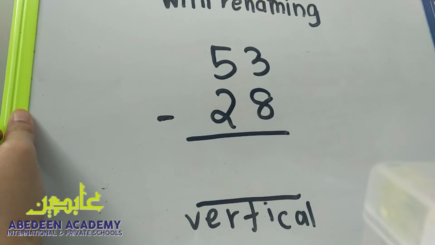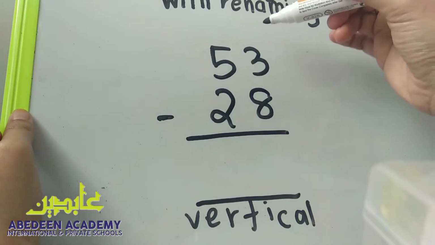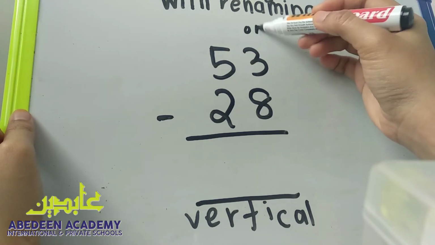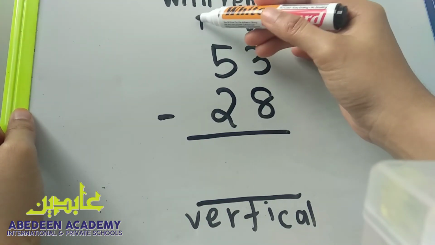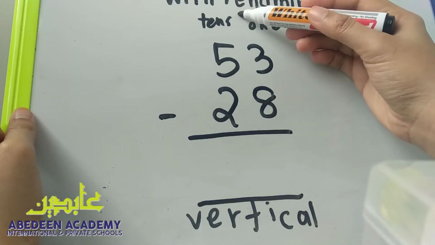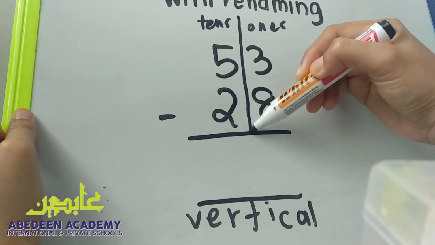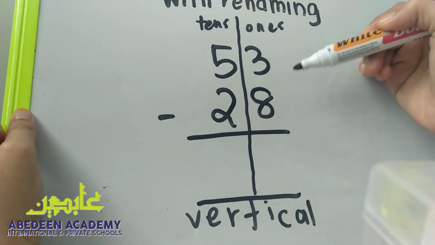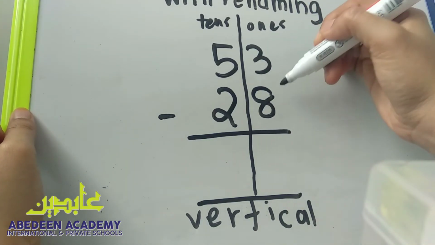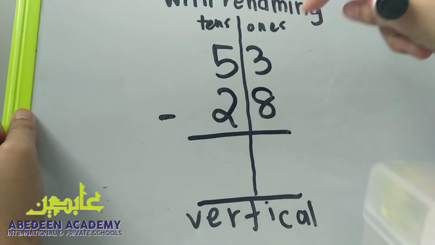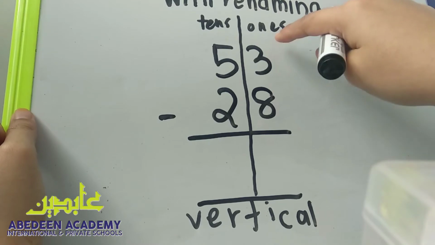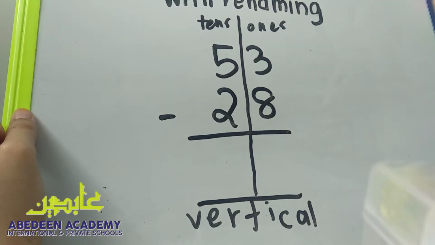Now, when you do vertical, you should always start with ones. This is ones. This is tens. So we'll start with ones first. Let me divide so you can see better. 3 minus 8. How on earth are you going to minus small minus big numbers? Cannot. You have to subtract big to small. So this is wrong. 3 cannot minus 8. So what do you do?